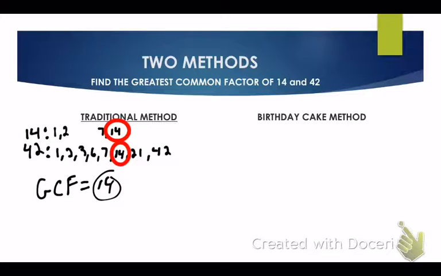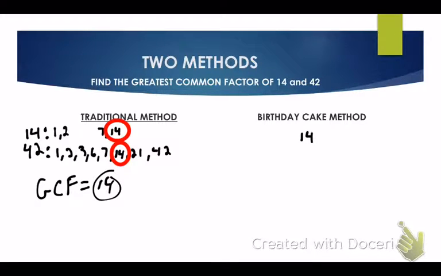So let's show you another way. This is my preferred way. I like this way because I think it's kind of easy. And it kind of goes along with prime factorization in some way when we use the factor tree. It's kind of the same system. Just looks a little different. So what we're going to do is we're going to start with the birthday cake. We're going to put our first two numbers in our cake.